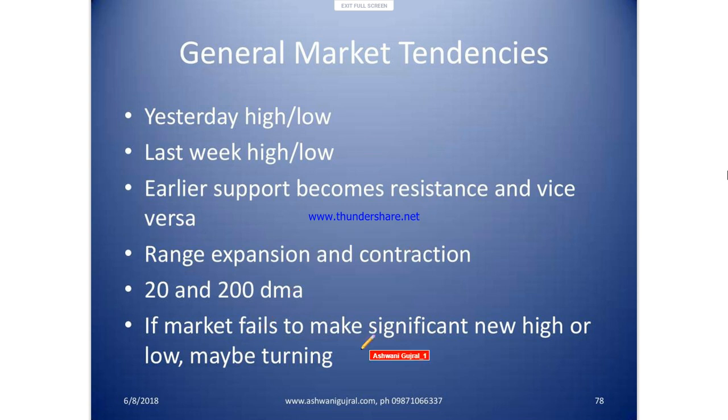Range expansion, range contraction, I have told you. Principle of volatility, narrow range, expansion, narrow range, expansion. That's how volatility alternates. 220 DMA give you indication of trend and strong support or resistance. If a market fails to make a significant high or low, maybe turning. I just explained to you that if we don't make a fresh high, chances are it's going down.